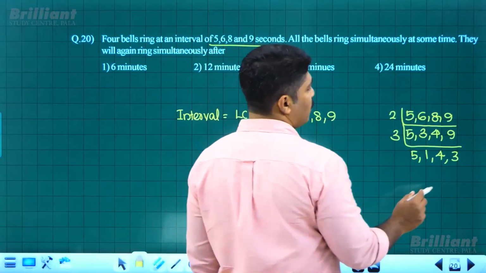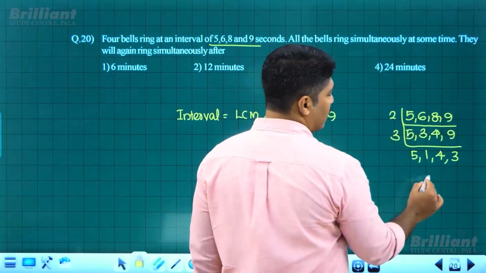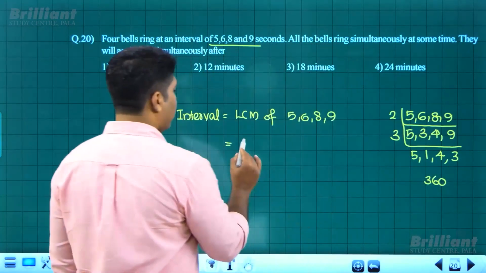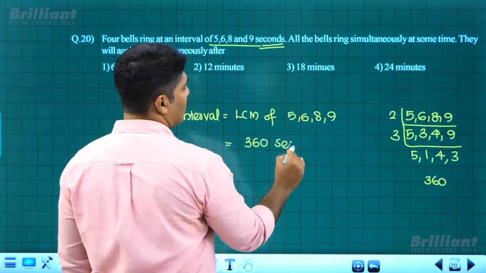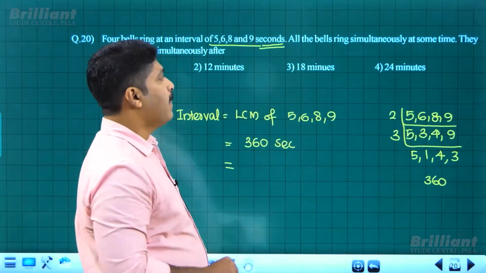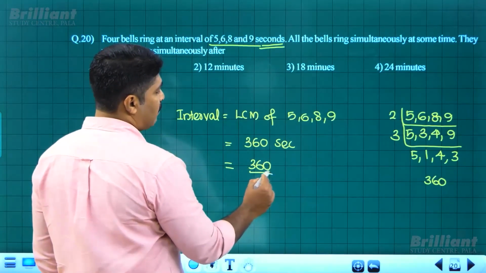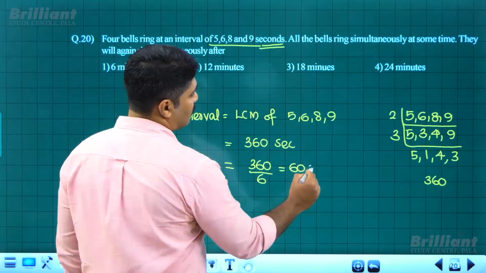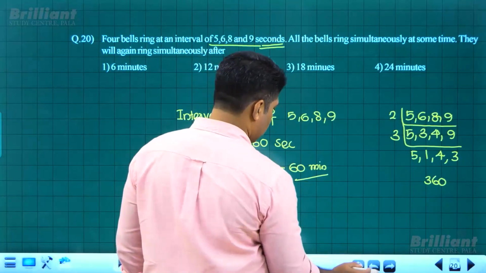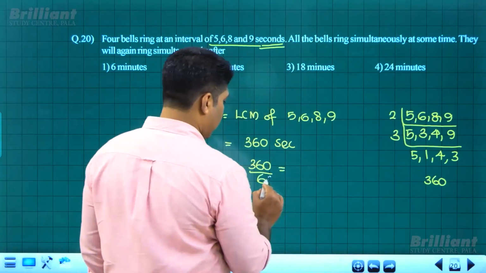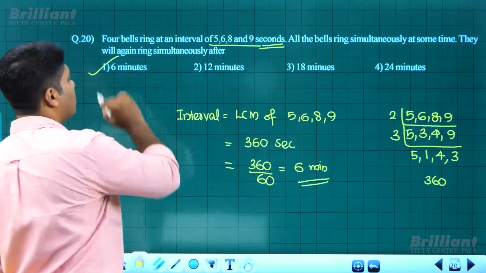Therefore, we can combine it together. So this is equal to 3 into 3, 9 into 4, 36 into 10, 360. Clear? So therefore, we can conclude this is 360. So what is the unit here? This is seconds, 360. If you are converting it into minutes, 360 divided by 6, which is 60 minutes. So the answer is not 60, it is 6. When we divide it by 60, that is 6 minutes. So the answer is option 1.